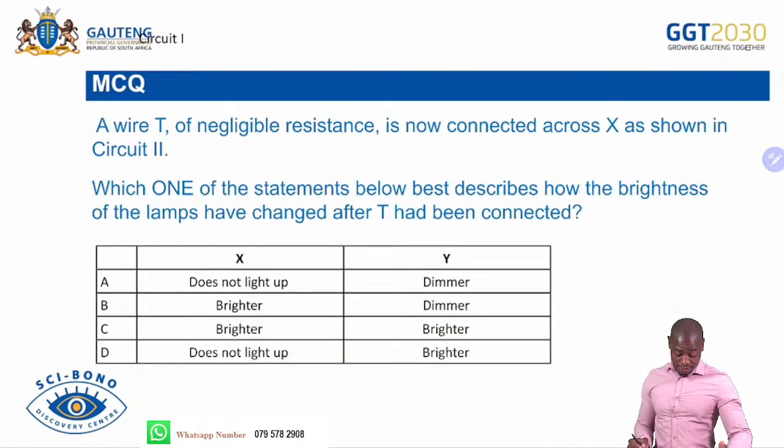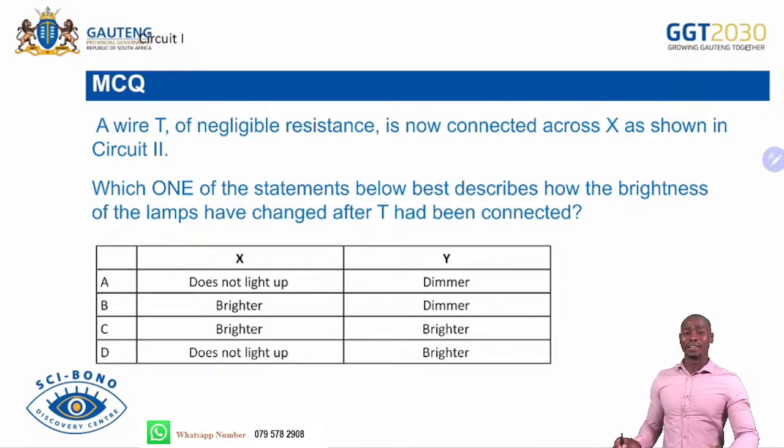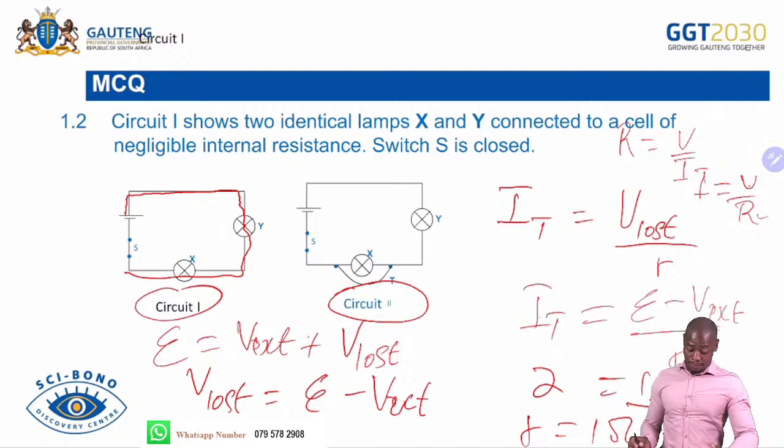Then what are they saying about circuit 2? A wire T of negligible resistance is connected across X as shown in circuit 2, right? Which one of the statements below best describes how the brightness of the lamps has changed after T has been connected, right? So let's go back to the circuit. So you can see that across X, a wire of negligible resistance is connected.